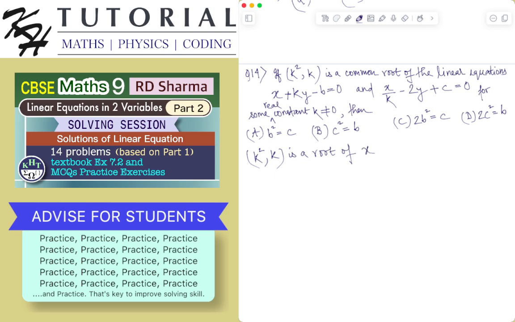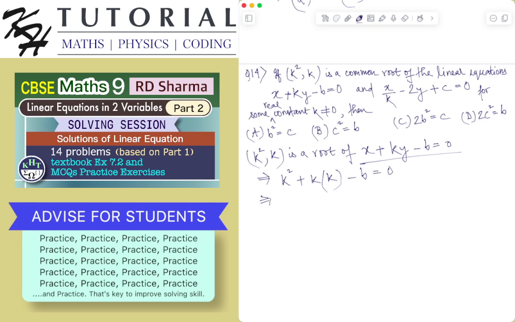So let's say we are considering the first given linear equation, x plus ky minus b is equal to 0. Here k square comma k, where it is given that k is a non-zero real constant. If this is a root of this, then the ordered pair must satisfy the linear equation. So we must have k square plus k into k minus b is equal to 0.